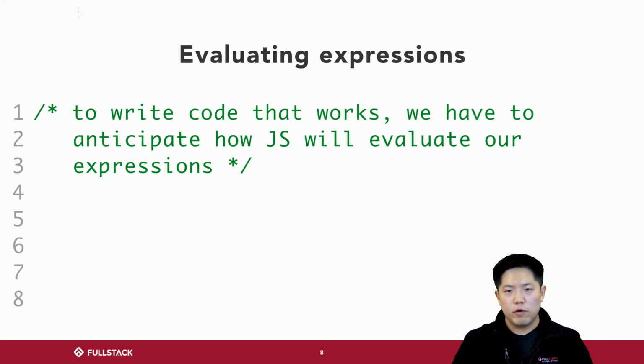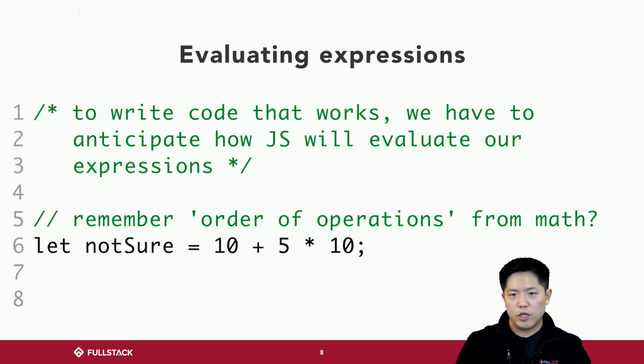So, as we write code, to know how it works, we have to anticipate how JavaScript will evaluate our expressions. How does JavaScript think about converting an expression into a value? For mathematics, which is what we've been looking at so far, you have to recall the order of operations that we learned in 7th or 8th grade math, so that multiplications and divisions have a higher precedence than addition and subtraction. What that means is that in line 6, the multiplication happens before the addition.